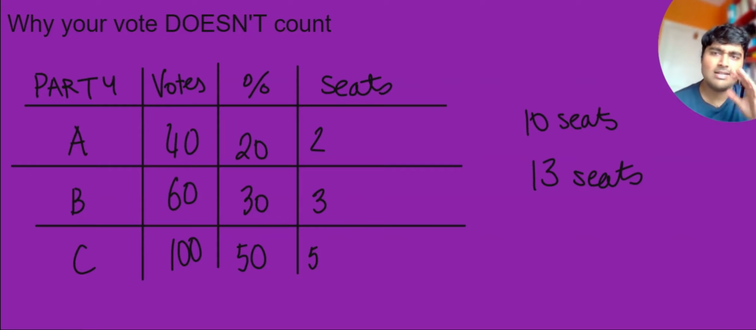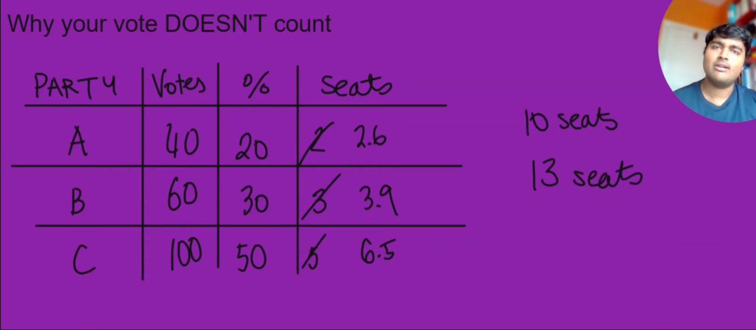How would they decide which party gets the seats? Well, let's just do the same thing. Let's work out 20% of 13. That's 2.6. 30% of 13 is 3.9, and 50% of 13 is 6.5. These were the old numbers when we had 10 seats. Now we have 2.6, 3.9, and 6.5. The issue here is that you can't have a decimal number of seats. So how do we choose which to round up and which to round down?